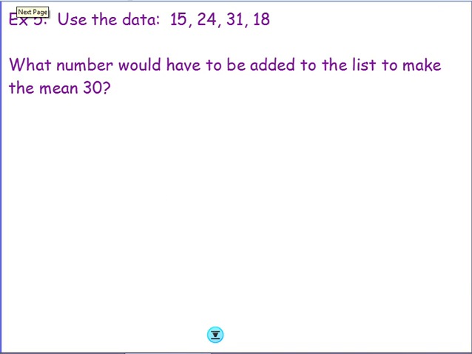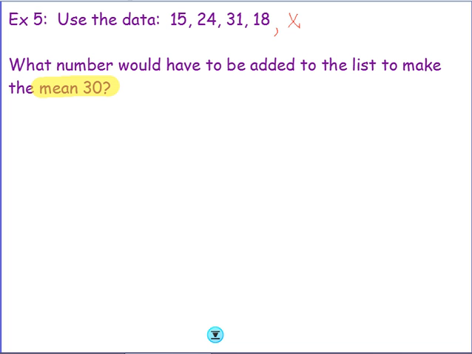We have a data set here, 15, 24, 31, and 18. We have to add a number to that list to make the mean 30. We don't know what to add. So we're in algebra. Our goal is to solve this like an algebra problem. I'm going to add in x to represent my missing number. And so I'm going to treat this like any other problem.